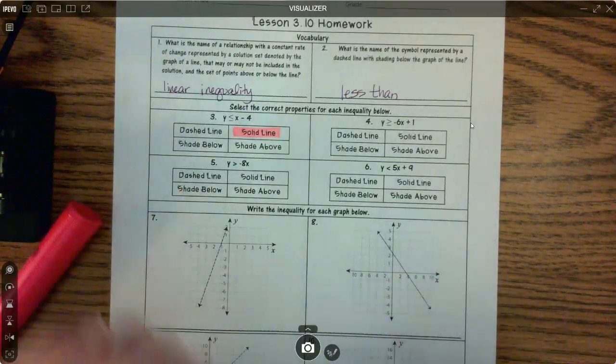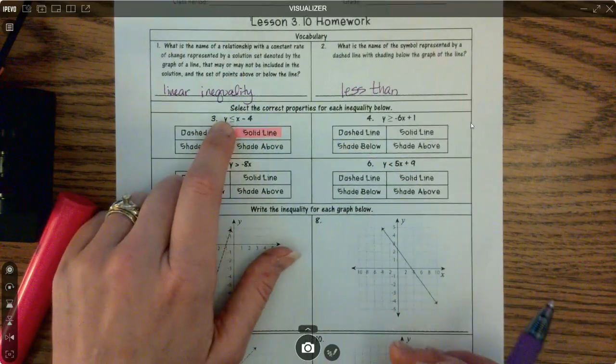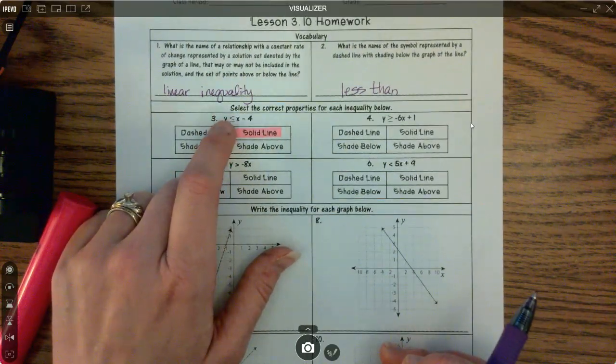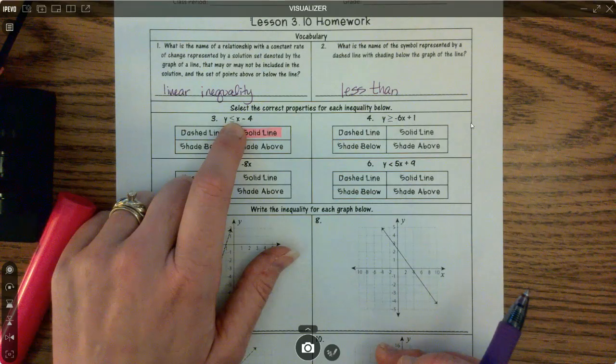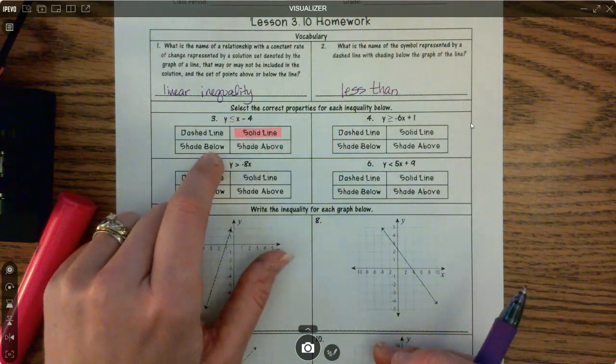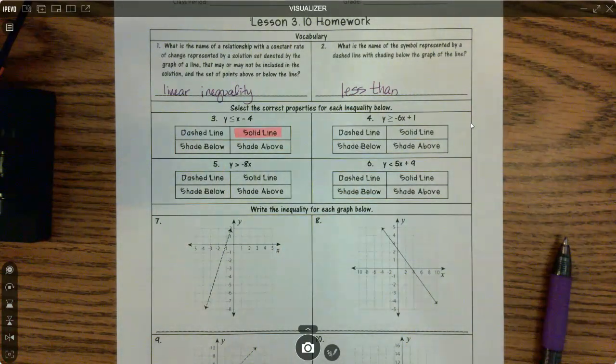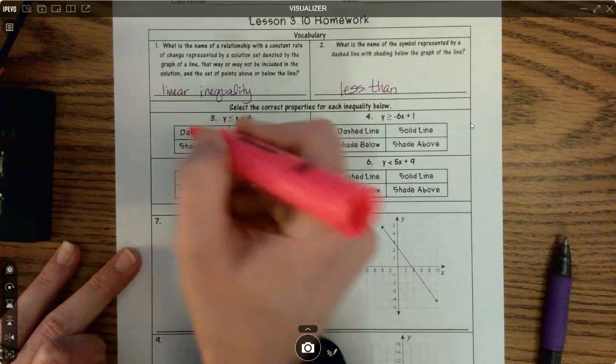Okay, then you have to decide if you're going to shade above or below. So you always look at the y. So in this case, we've got y is less than. So if y is less than, you're going to shade below. If the alligator's eating the y, you're going to shade above.